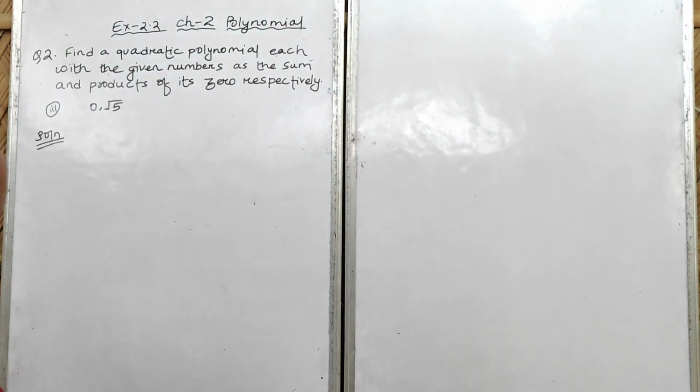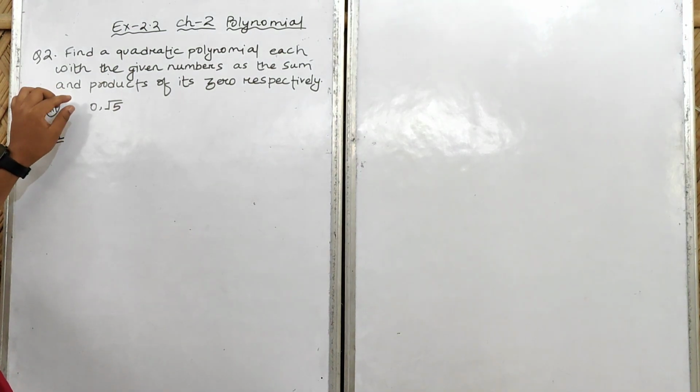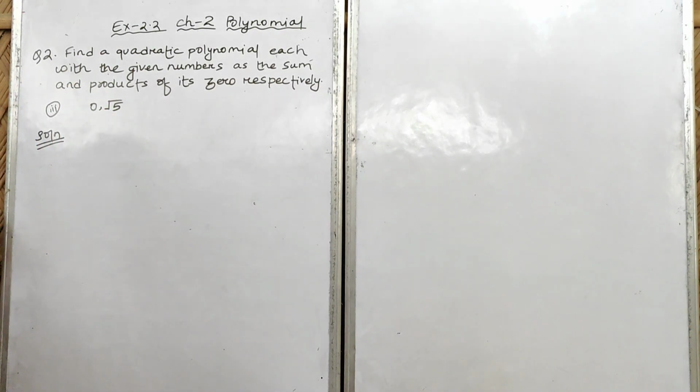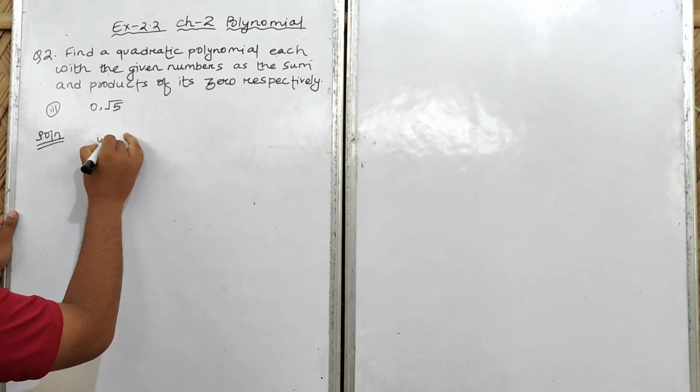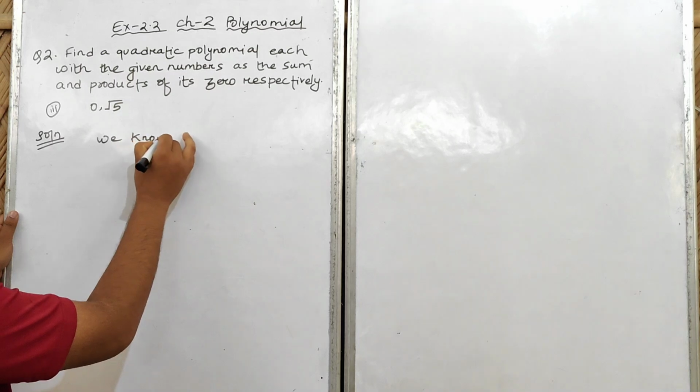Okay, now we'll discuss question number 3. So question number 3, हम लोग को क्या दिया है? 0 and root 5. So now they have given sum of zeros. Sum of zeros 0 दिया है इस बार, and product of zeros it is root 5. So let's solve. So we know, just write the formula first.